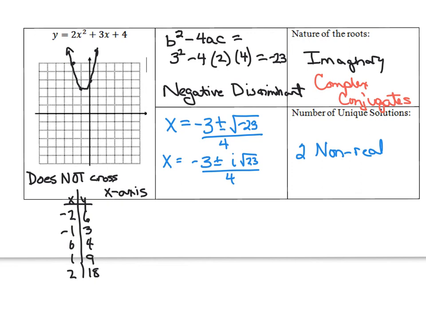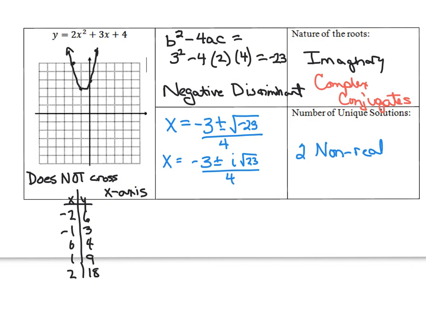So if I graph a parabola and I see that the graph never crosses the x-axis, automatically that's going to tell me that I'm going to have two non-real solutions. And my solutions are going to be complex conjugates of each other. I can also predict that the discriminant would have had to have been a negative answer. If I solve for a discriminant and I get a negative answer, then that's going to tell me these other two things. My roots are complex conjugates, and my graph will not cross the x-axis. So all three of the pieces have to go together.